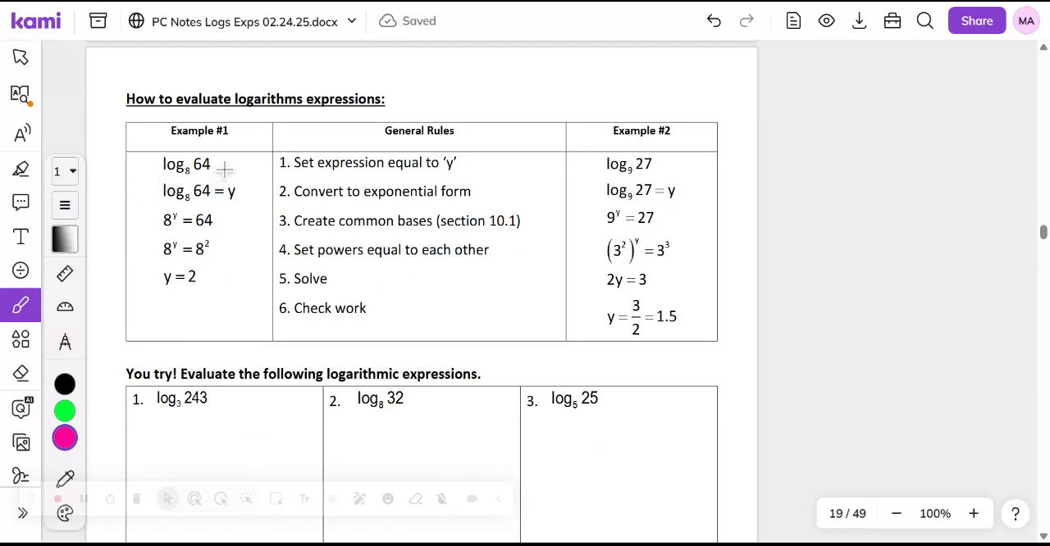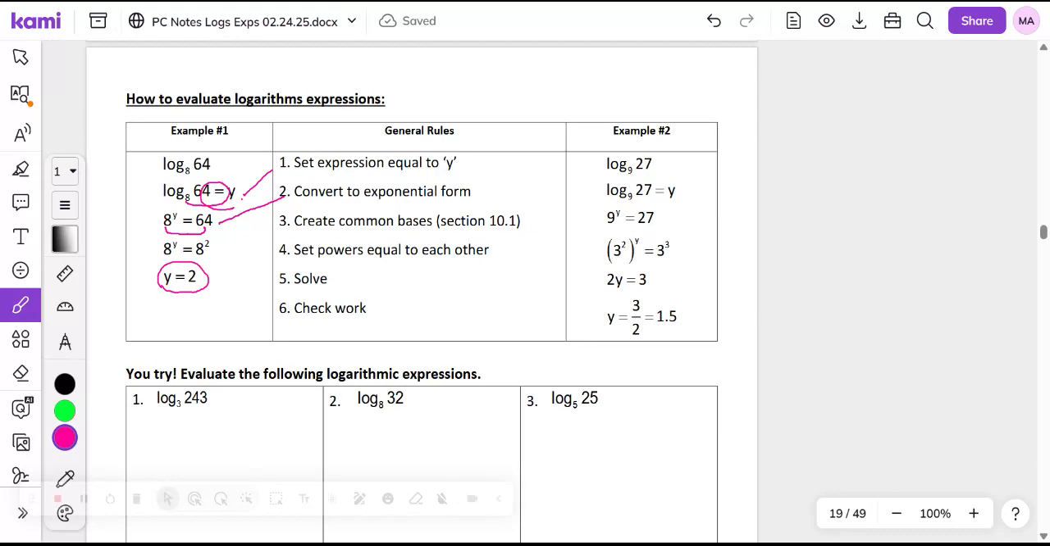If we were asked to evaluate this log, we're basically asking, what does this equal? So we set it equal to y, and then we convert it into exponential form. So 8 to the y equals 64. Remember what we did in previous lessons: we try to get these two sides of the equation to be expressed using the same base. So we set 8 to the y equal to 8 squared, and now we can set those exponents equal to each other, and we get y equals 2.